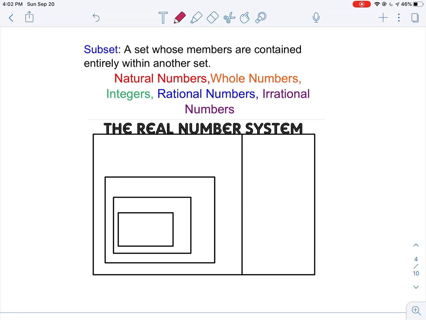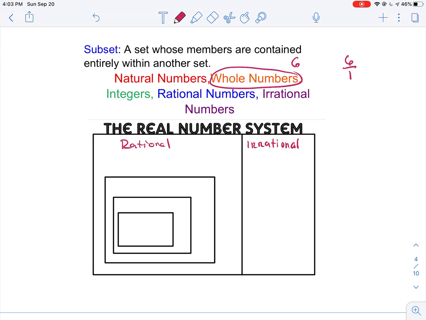Well, like we said before, remember, 6 was a whole number, but 6 can also be rewritten as a fraction. So it's actually going to be that the rational numbers are going to be the one with all the subsets inside of it, whereas irrational numbers are kind of like an island, right? They have nothing else inside of it. It's its own grouping.